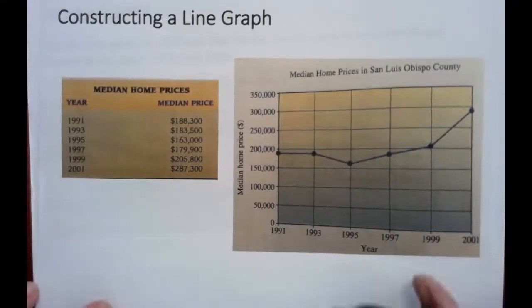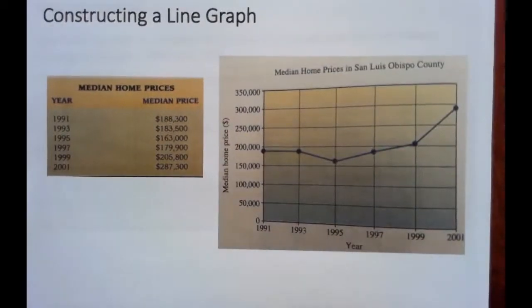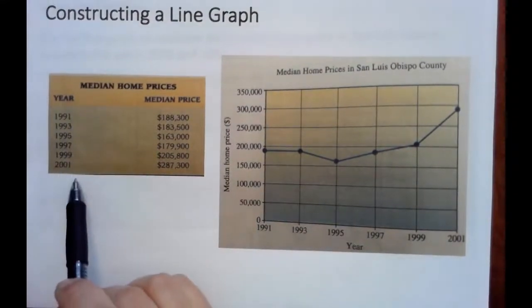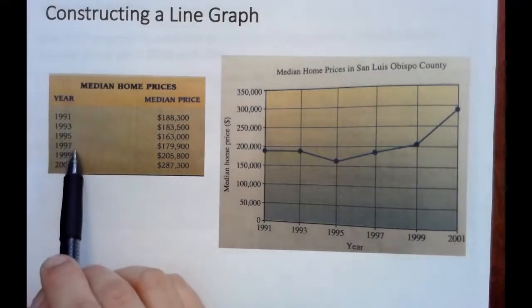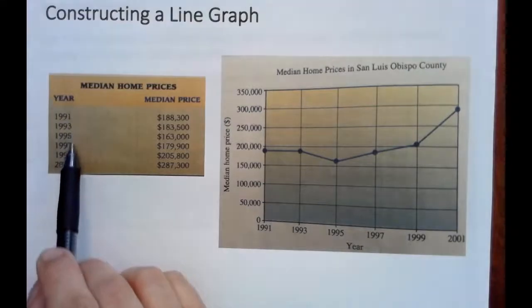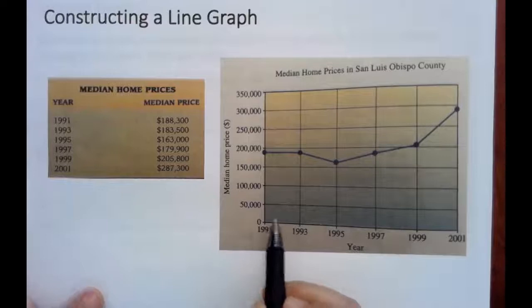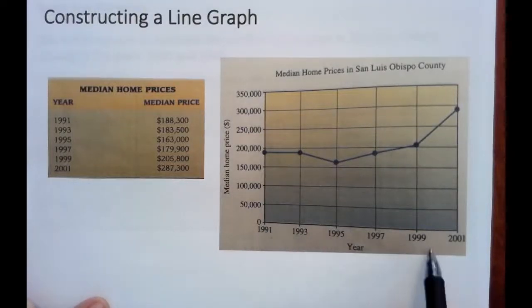So how would we construct this line graph? Let's go ahead and look at this example. Here we have median home prices in San Luis Obispo County. Now this has already been constructed, but let's just go through it anyway. We know that the first year is 1991 and the last year is 2001, right? It looks like every 2 years: 1, 3, 5, 7, 9, and then 11, or 2001. So we start with the initial 1991, 1993, 95, 97, 99, 2001.